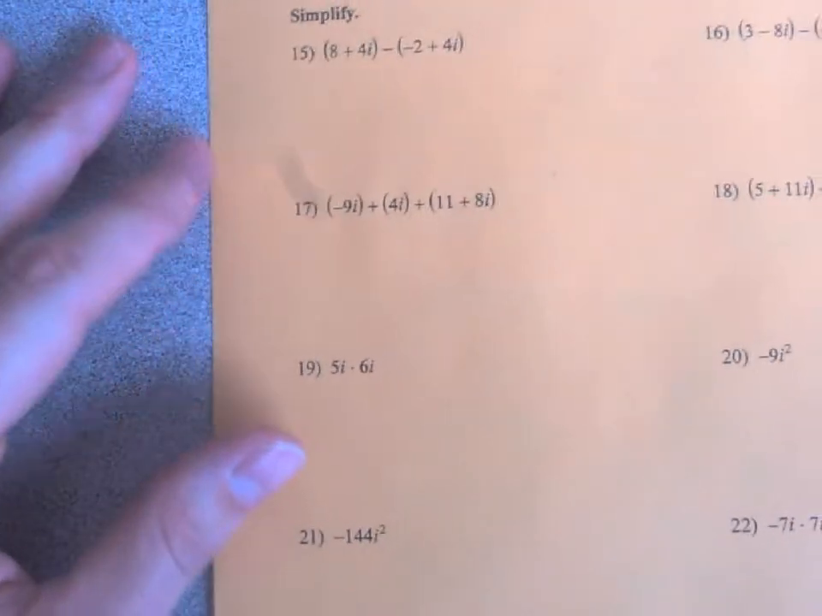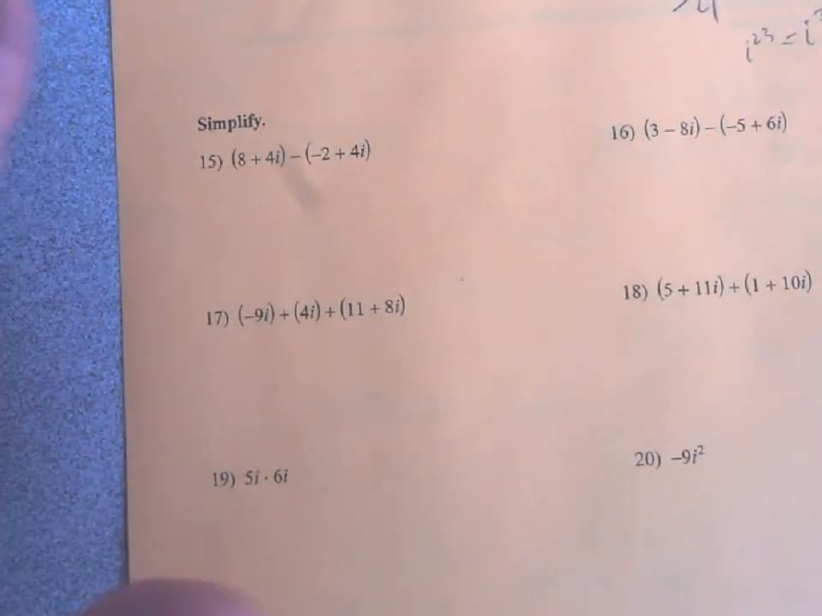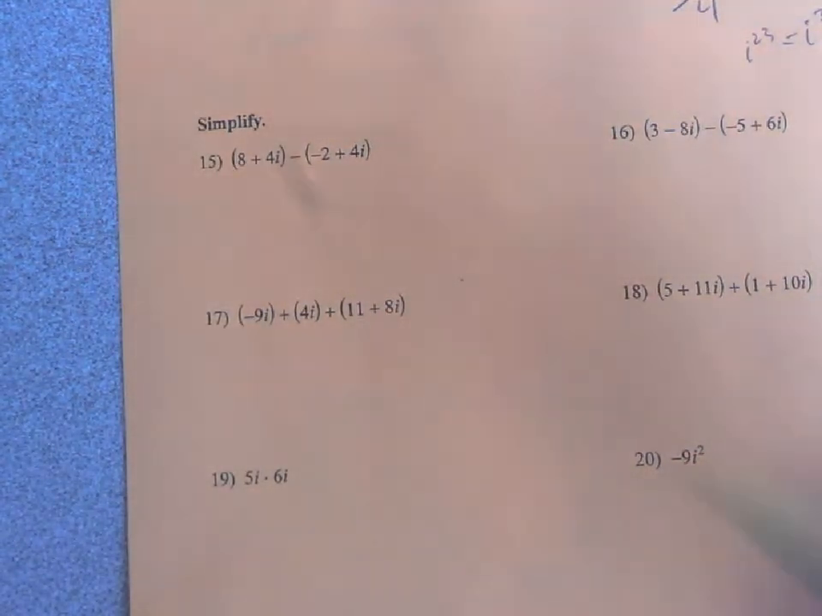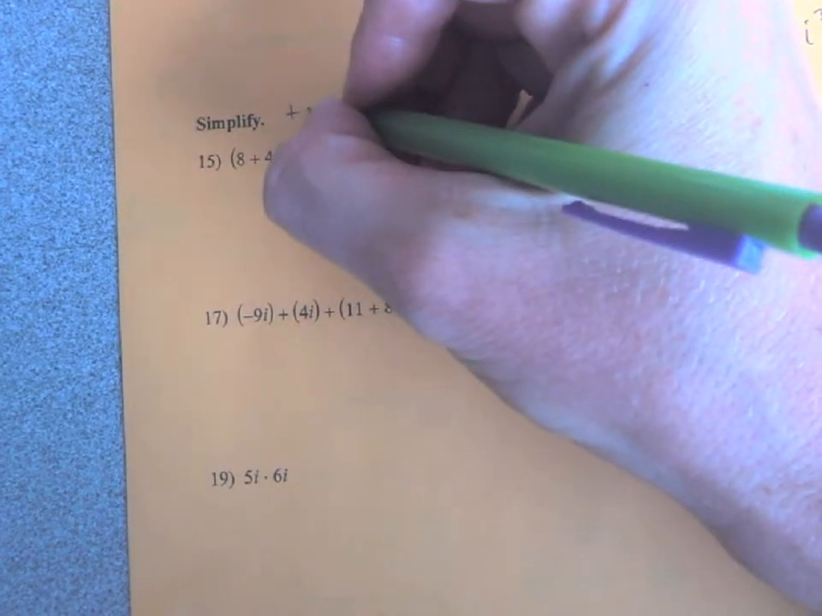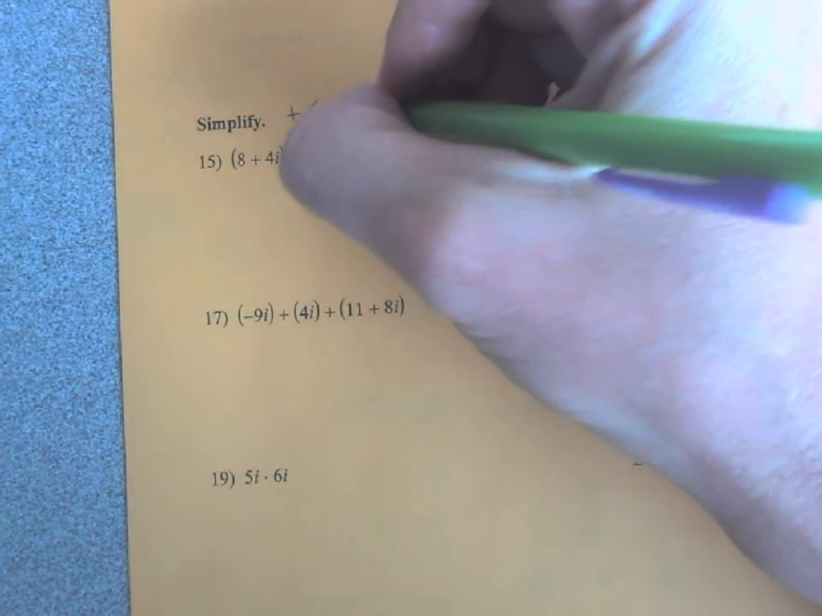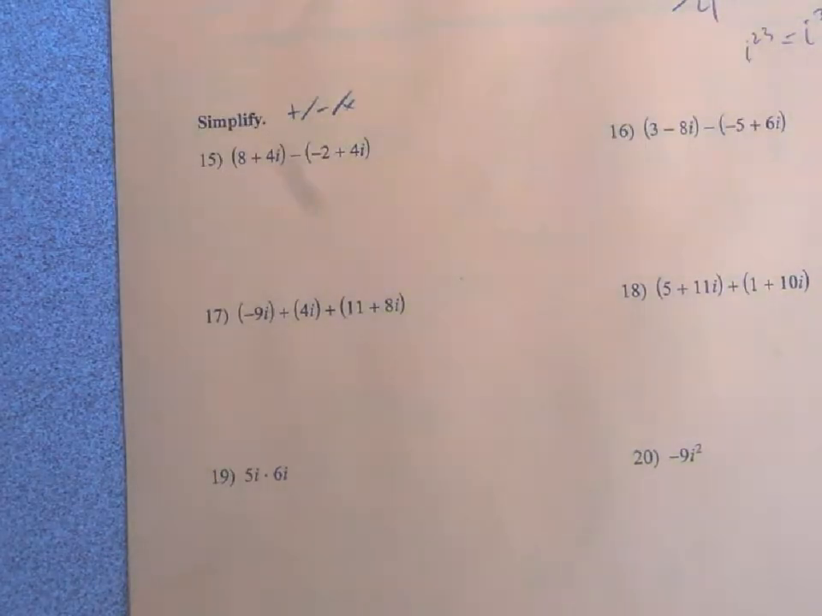All right. Now the next problem set here, we're just going to be doing what we call arithmetic with imaginary and complex numbers. So arithmetic, we're talking about like plus, minus, multiply. Divide would be included in arithmetic, but we're not going to divide in this problem set. So we're really just adding, subtracting, multiplying, that kind of thing.